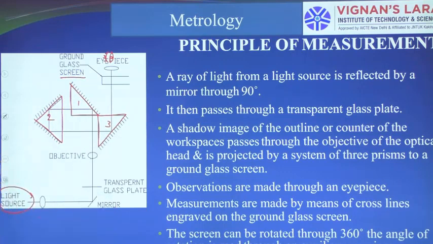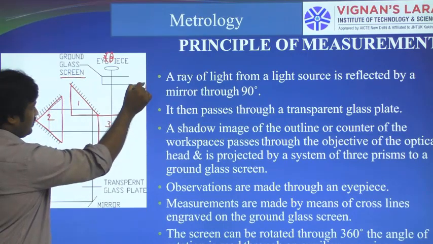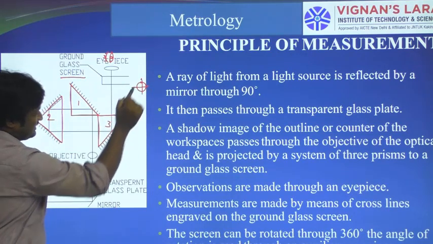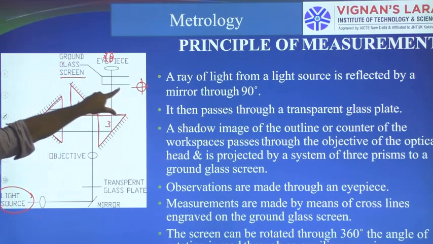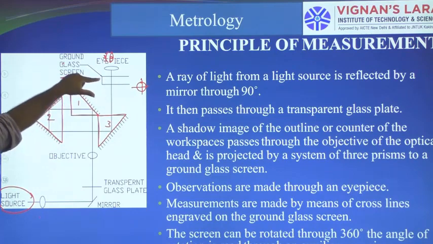This glass screen consists of a reticle. It consists of a reference, and by means of this reference, we are identifying the elements of the component. So this glass screen consists of this type of profile. This profile is marked on this glass screen.